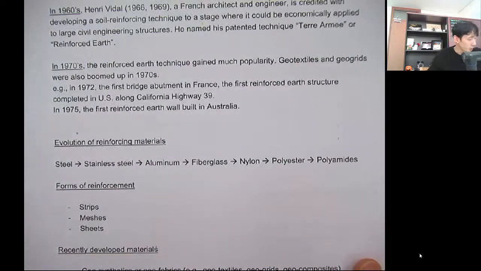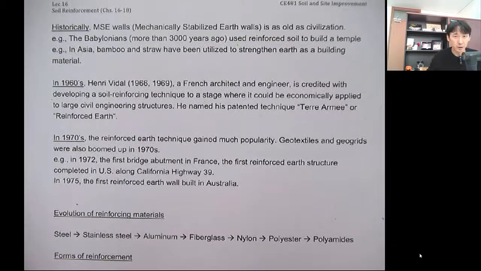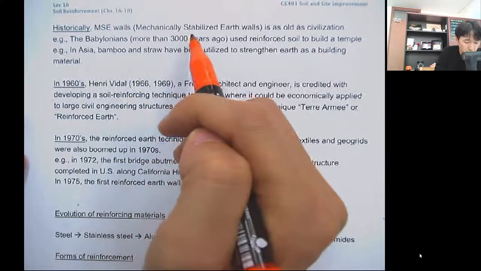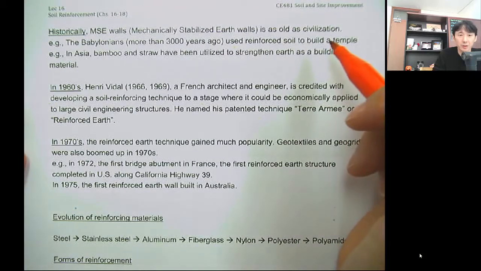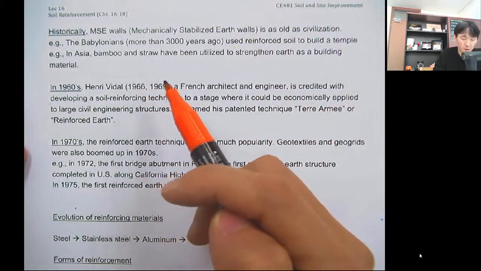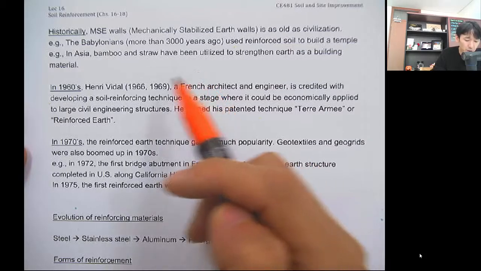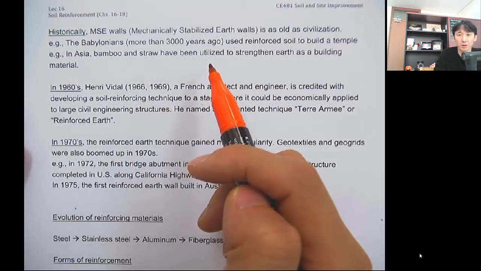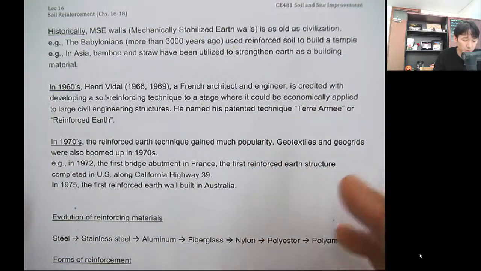On the next page, it tells you a little bit about the history of reinforced earth. Historically, MSE wall, which stands for Mechanically Stabilized Earth wall, is as old as civilization. For example, the Babylonians, about 3,000 years ago, used reinforced soil to build a temple. And in Asia, bamboo and straw have been used to strengthen the earth as a building material. So it has a really old history.